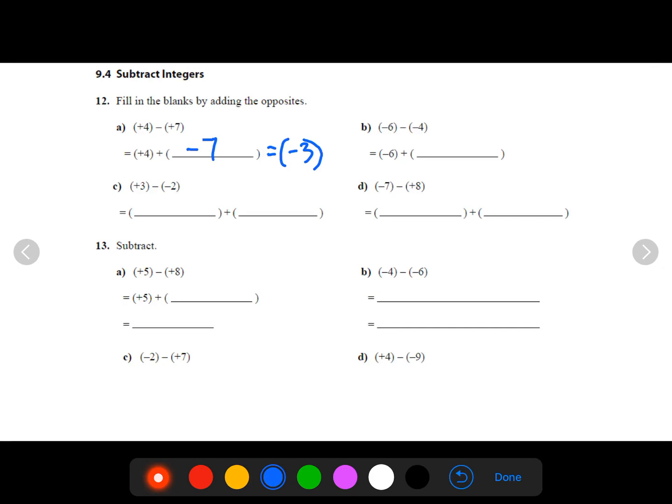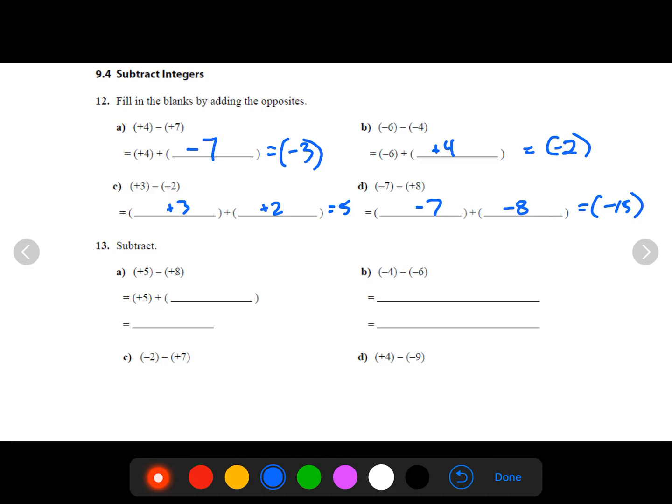Negative 3. Negative 6, subtract negative 4. That becomes adding positive 4, which in this case gives us an answer of negative 2. Positive 3 plus positive 2. Well, 3 plus 2 we know is 5. Negative 7, change it to adding. Positive 8, we're going to do the opposite, which is negative 8. Negative 7 plus negative 8 is negative 15.